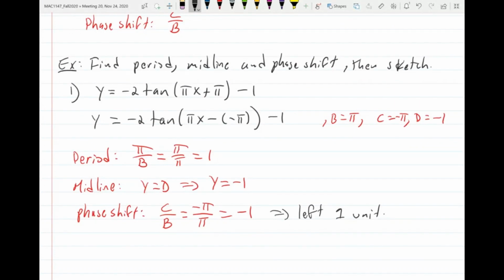All right, questions on how to find these three quantities? Remember, there is no amplitude for tangent or cotangent. It makes no sense because the range is infinity anyways. Questions?